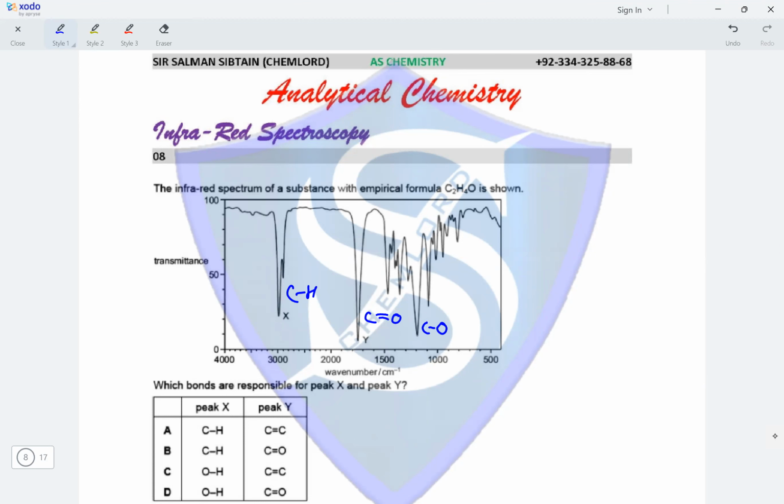So, which bonds are responsible for peak X? X is CH. So, options A and B contain CH. And peak Y is for C double bond O, which is not there in option A, and it is there in option B, making option B the correct option for this question.